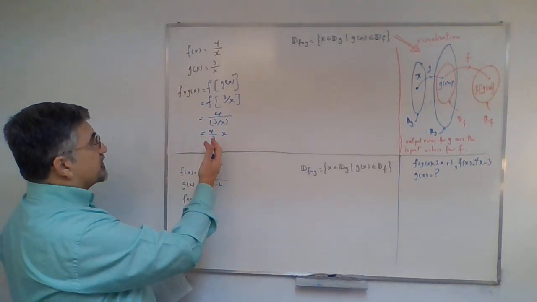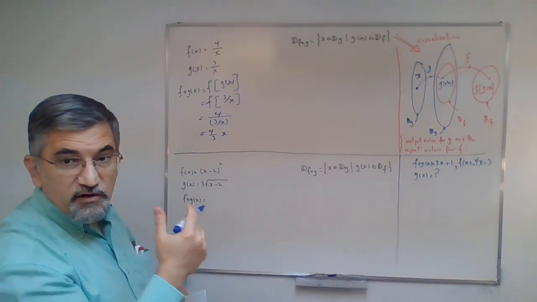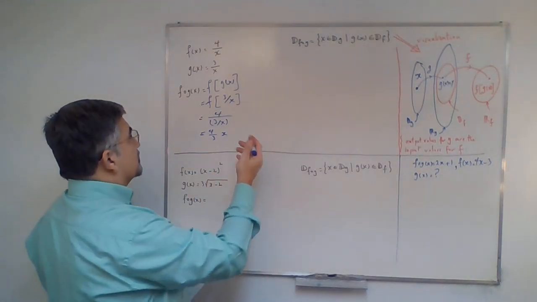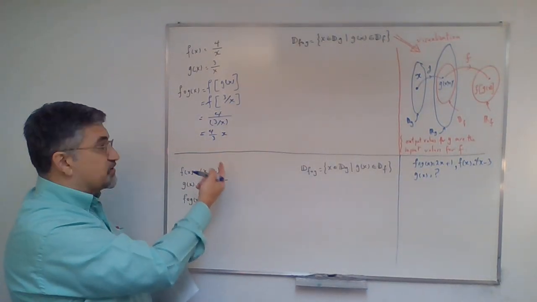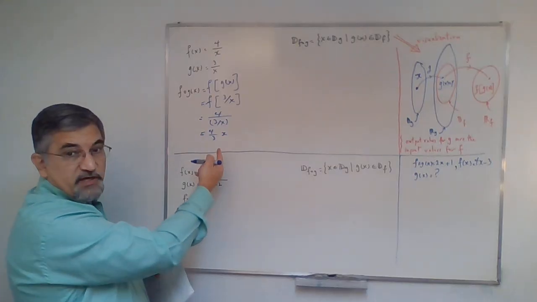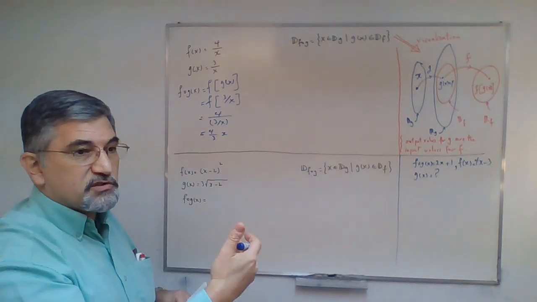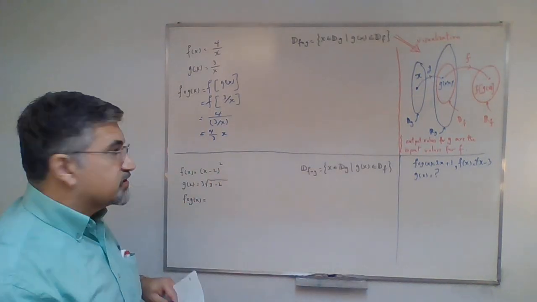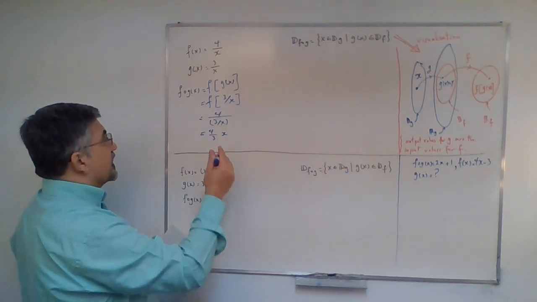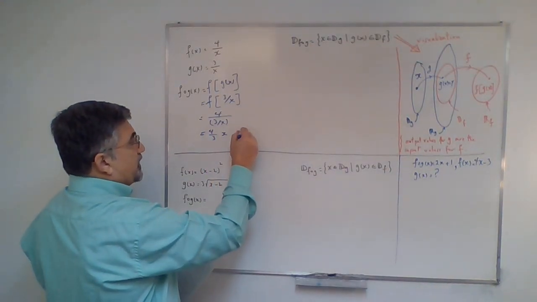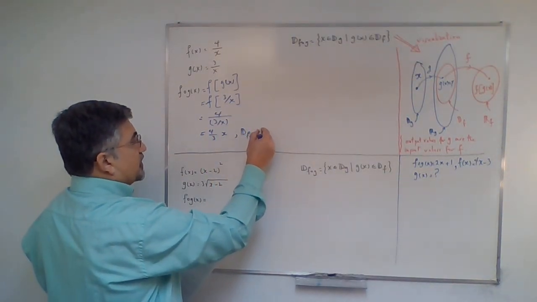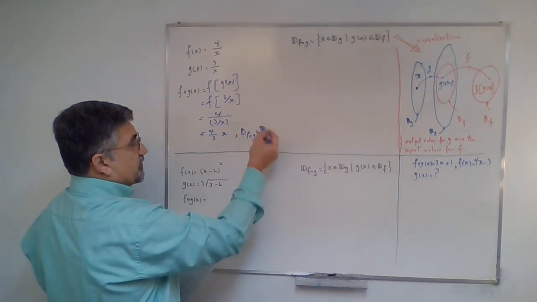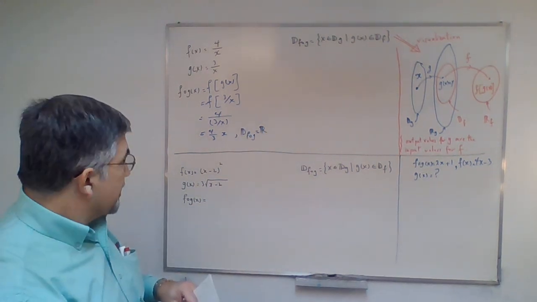So if somebody asks you what is the domain of f of g of x, most likely you're going to say the domain is the set of real numbers, because 4/3 of x is a linear function, and a linear function has a domain of the set of real numbers. That's what you probably would say. So you're going to say the domain of f of g is the set of real numbers. So that's what you're going to say, all right?